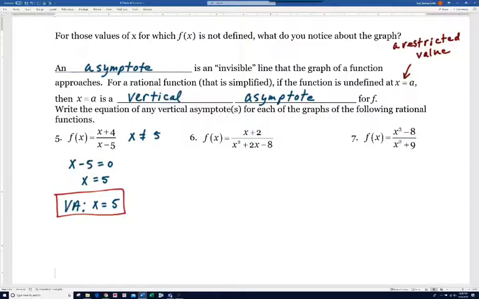So on number 6, the way I would do this one is I would factor the denominator there. So you should be able to factor that.